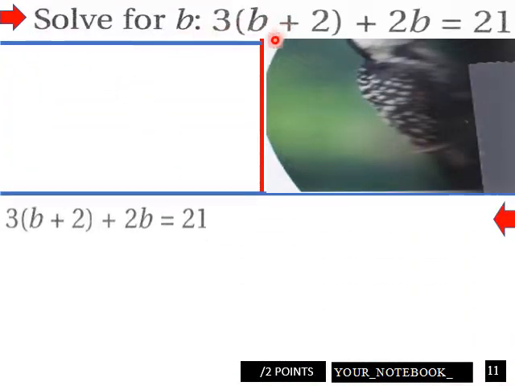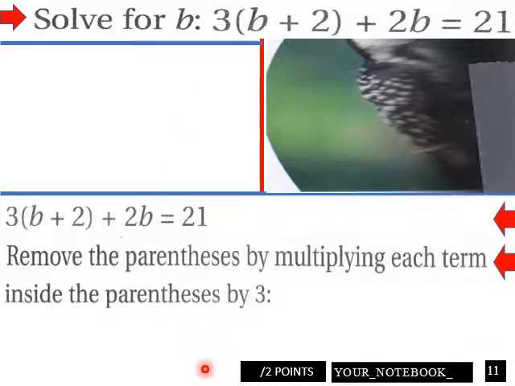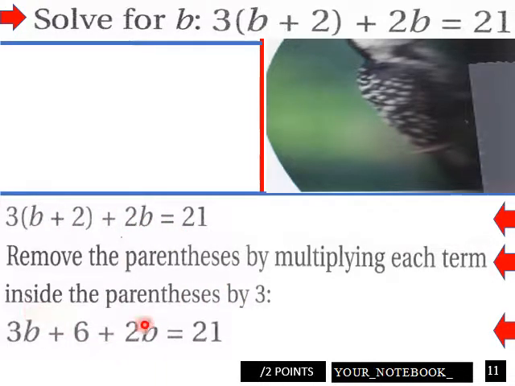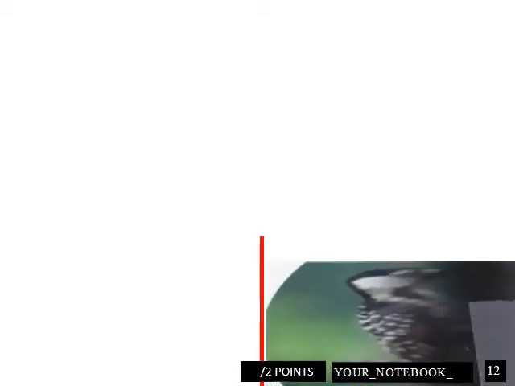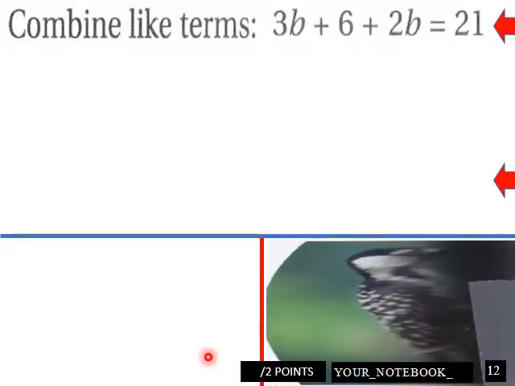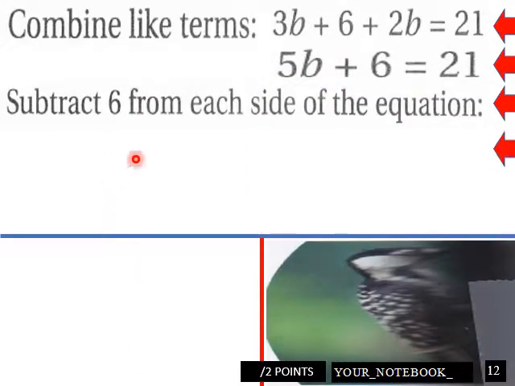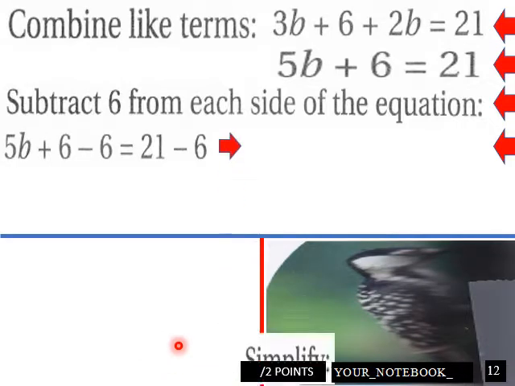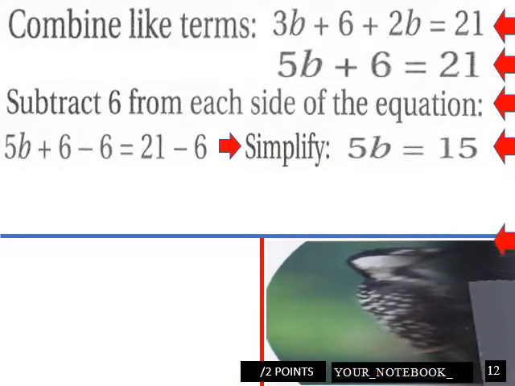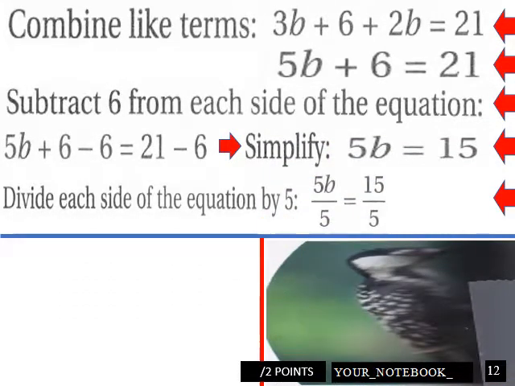So solve for b here with this statement here. Remove parentheses by multiplying each term inside the parentheses by 3. Then we end up with this here. Combine like terms. We get this here when we combine like terms. Subtract 6 from each side. Then we just solve it for 5b equals 15. We get b equals 3.